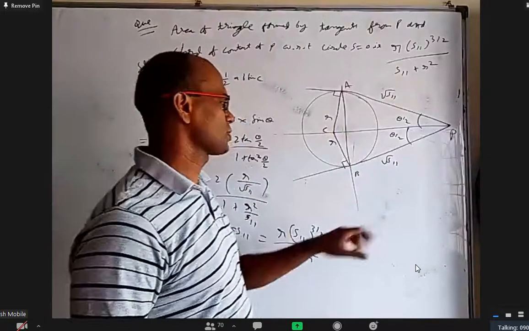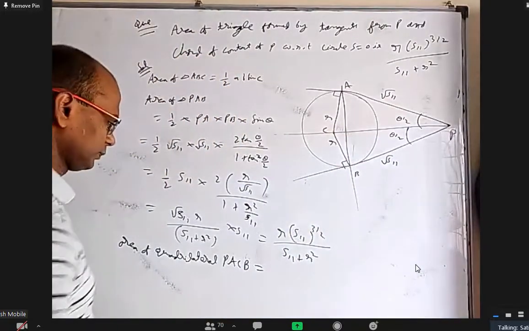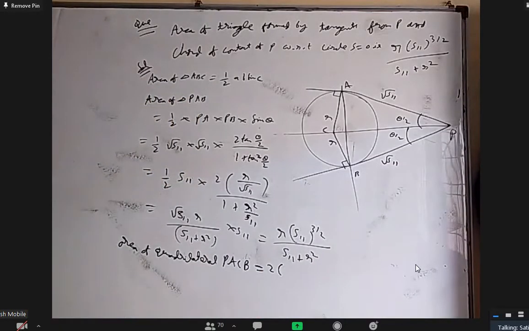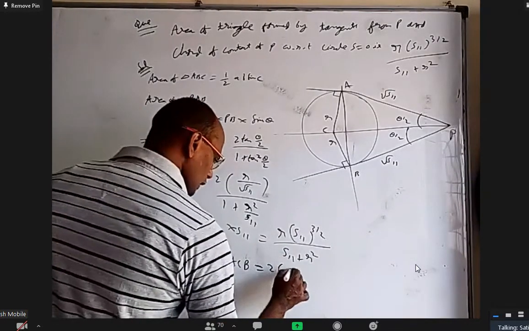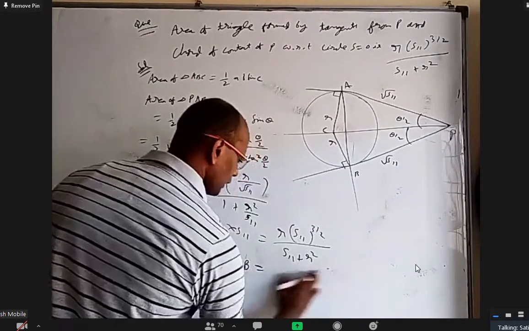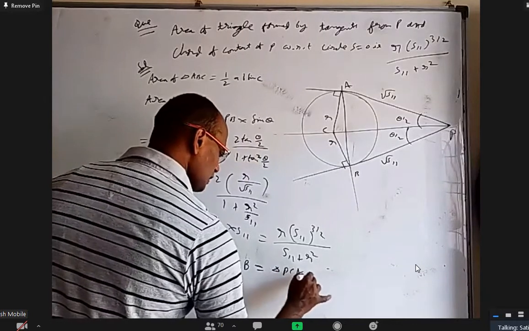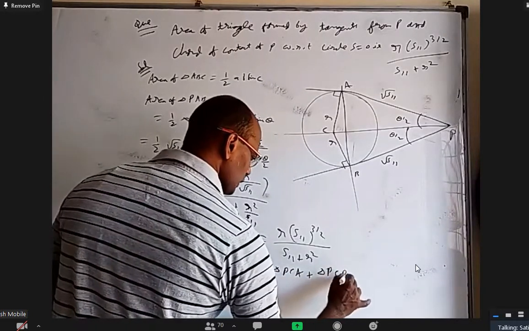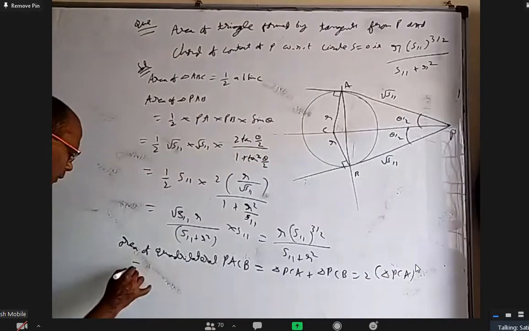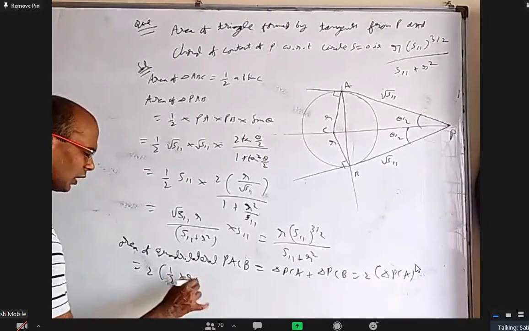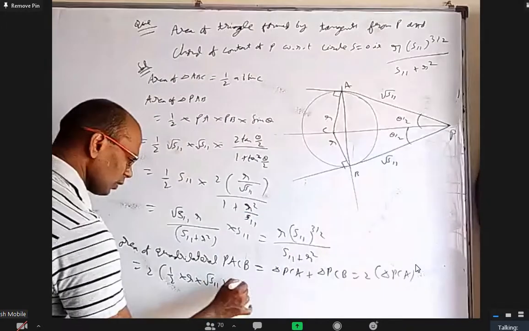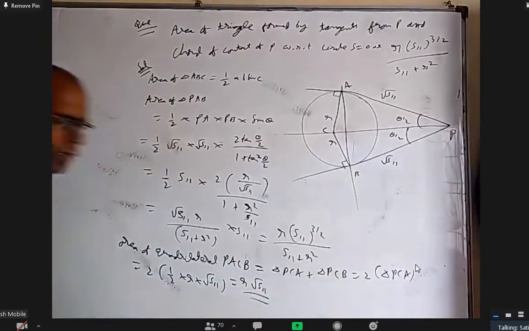PCA, R, 1S. Yes, correct. Sir, R root S1. Yeah, correct. 2 times the area of triangle PCA, or you can write triangle PCA area plus triangle PCB area. 2 times area of triangle PCA is half into R into root S11, because you can make this as the base, this as the base. R root S1. That's a very simple one.